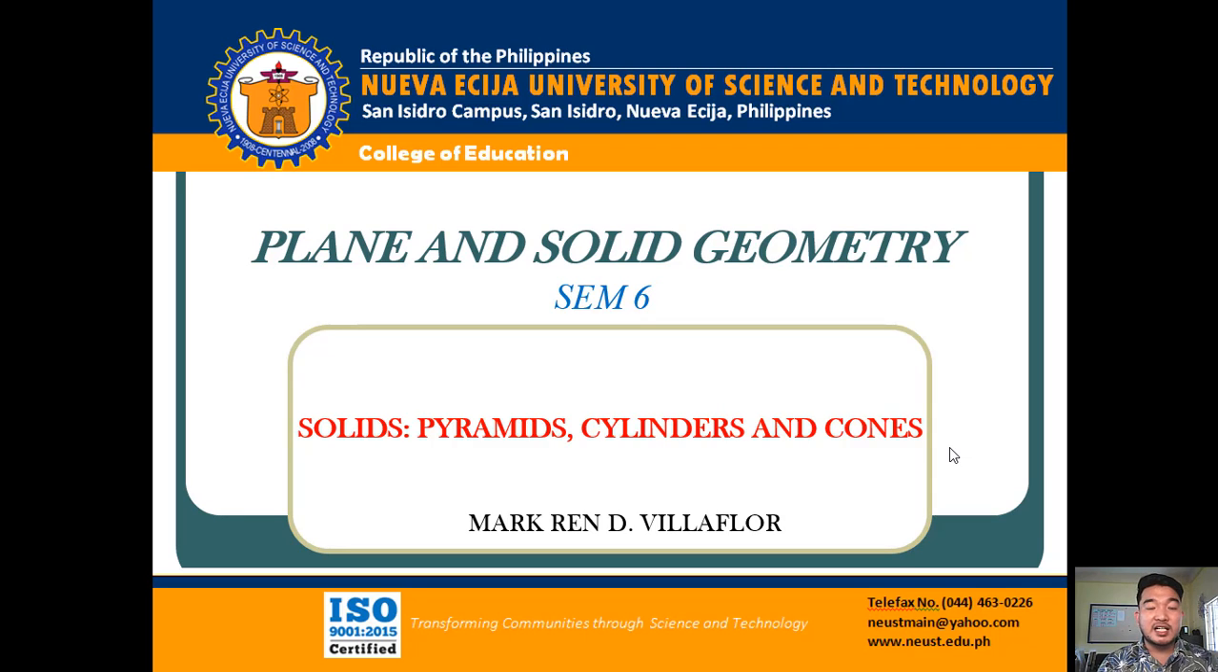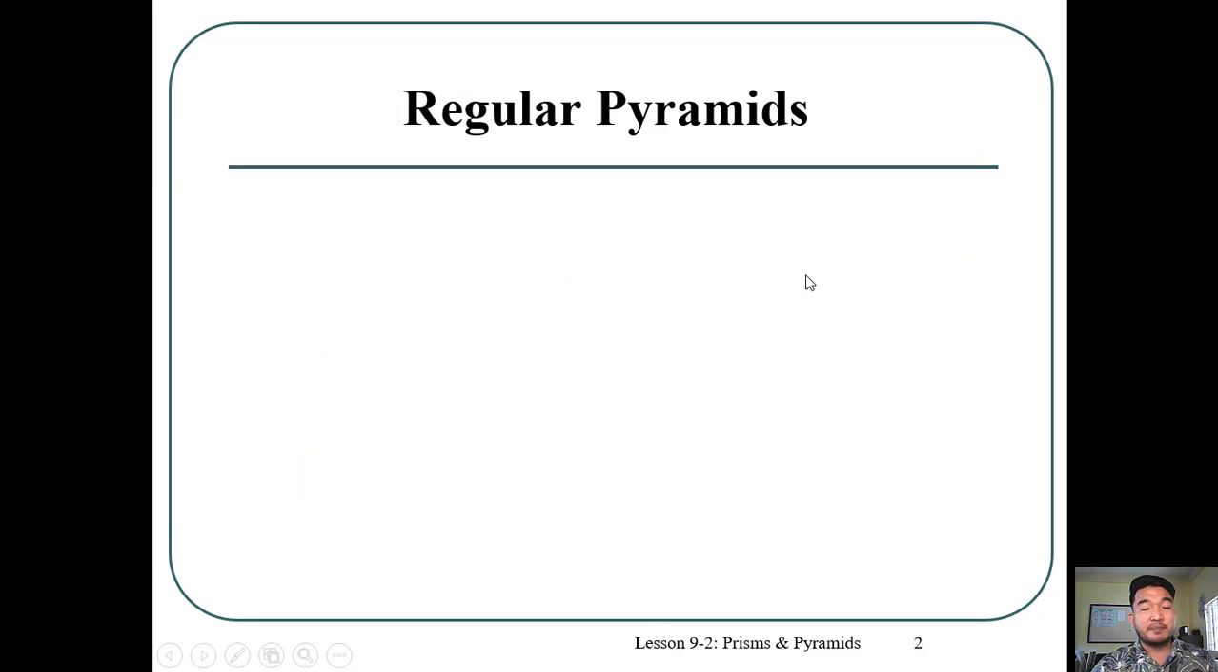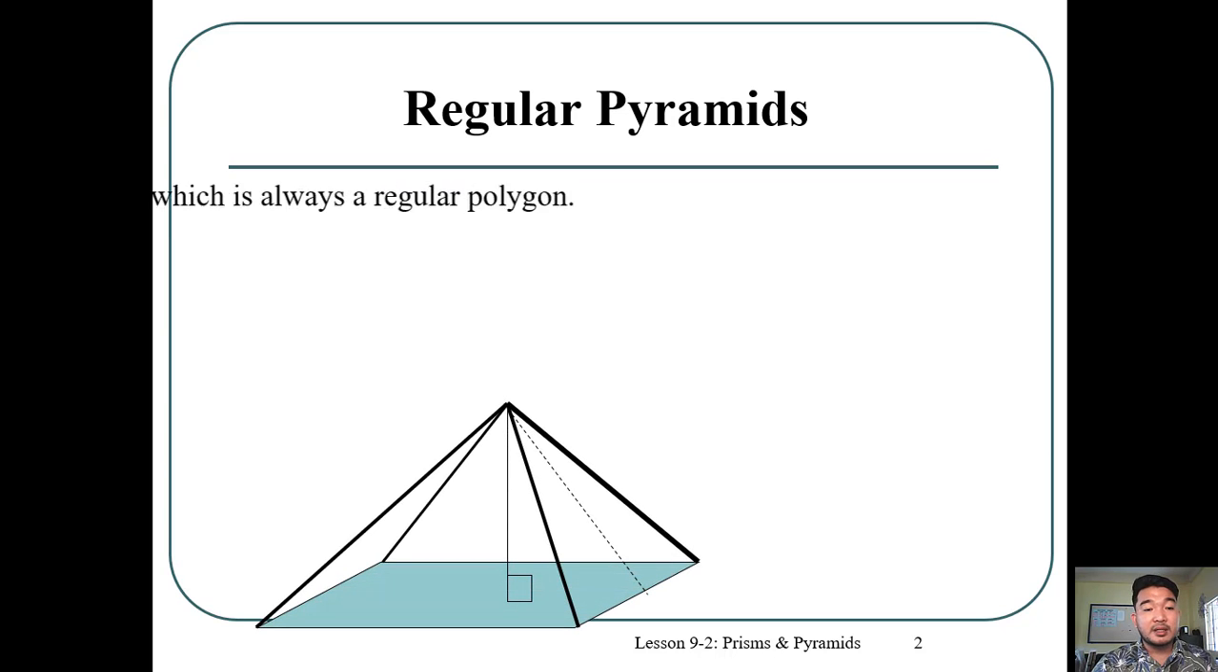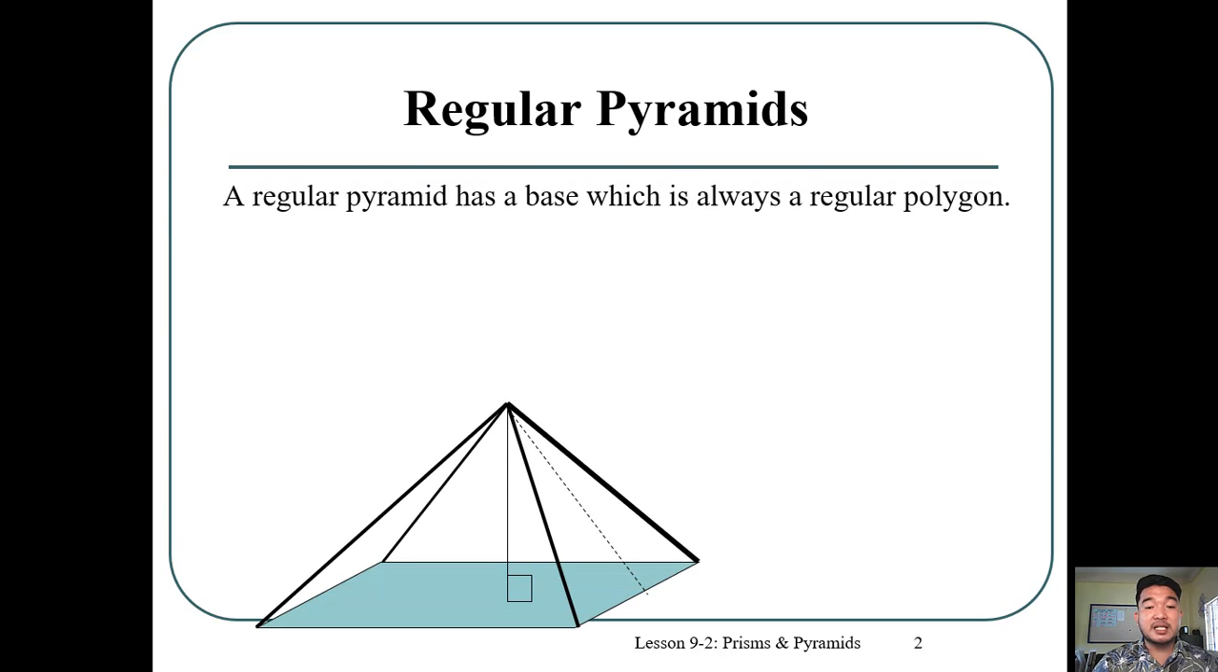Today we'll be discussing another type of solids, and these are the pyramids, cylinders, and cones. Let us start with the first one, which is the regular pyramids. A regular pyramid has a base which is always a regular polygon.